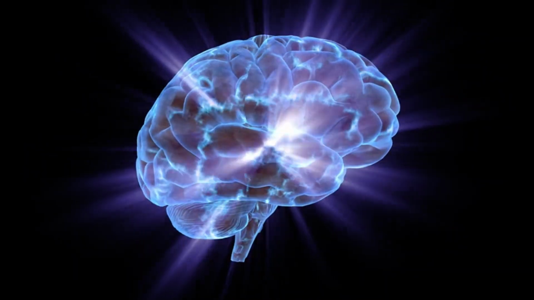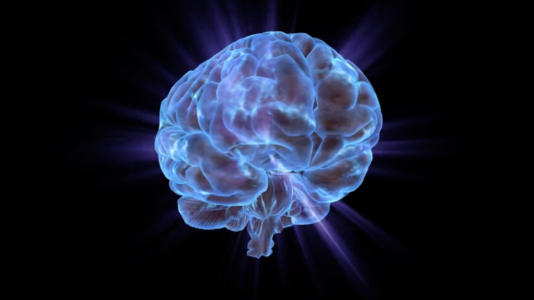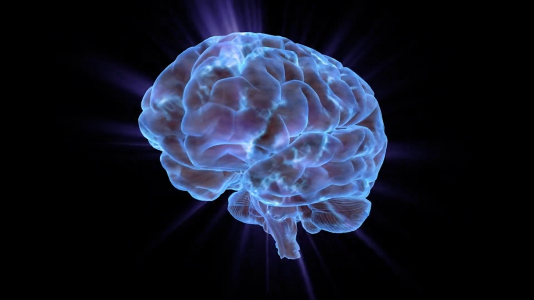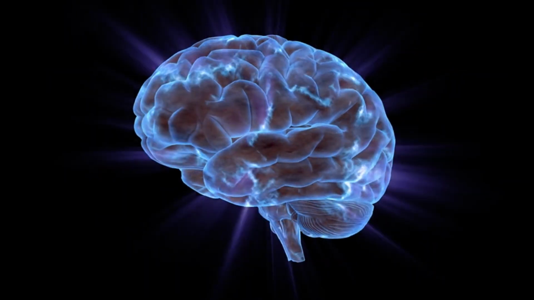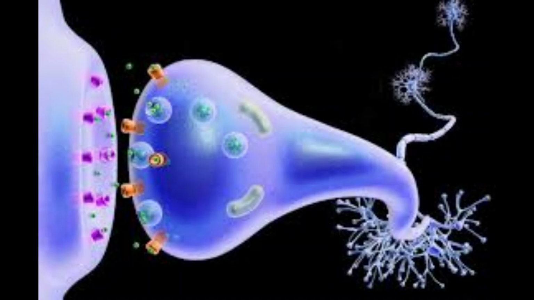Signal transmission or termination. After the neurotransmitter has done its job, it is either broken down by enzymes or taken back up by the presynaptic neuron in a process called reuptake, clearing the synaptic cleft and allowing the neuron to reset for the next signal. Importance of the synapse.